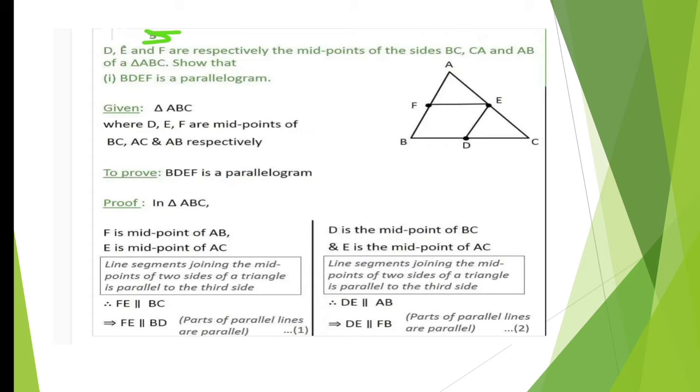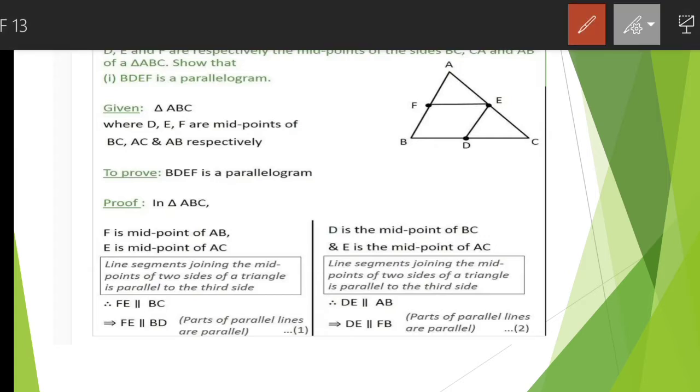So in the triangle ABC, F is the midpoint of AB and E is the midpoint of AC. So using the midpoint theorem, that a line segment joining the midpoints of two sides of a triangle is parallel to the third side, we can say EF is parallel to BC. That implies EF is parallel to BD, as BD is a part of the parallel line BC, so we can write BD in place of BC.